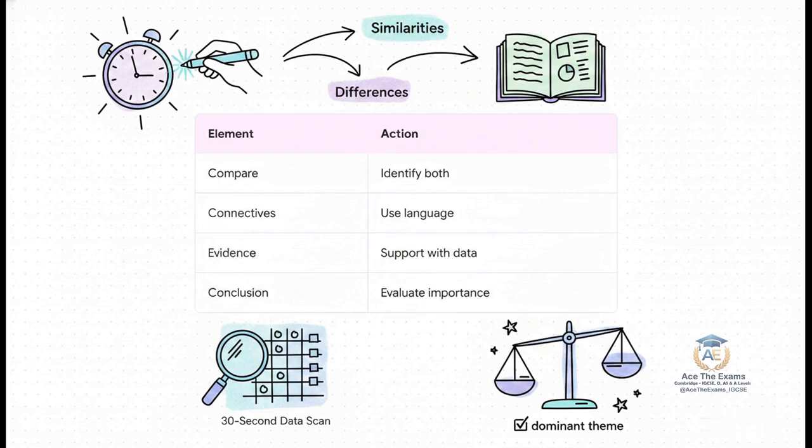It's time for an interactive live marking audit. Let's do a 30-second data scan. If a question asks you to compare themes in volumes 1 and 4, you cannot just list similarities.